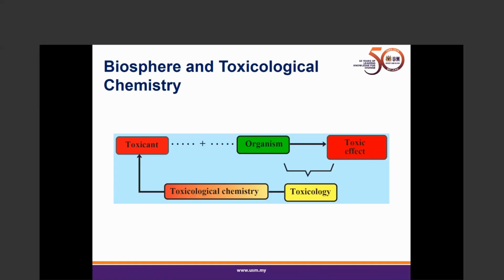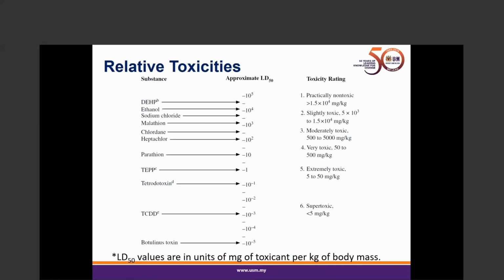A major consideration with respect to the biosphere is the effect of toxic substances on organisms. Toxicological chemistry addresses the relationship between the chemical nature of substances and their toxic effect. One of the important parameters that we measure in toxicological chemistry is the wide range of toxicities of various substances. The LD50 values shown in this slide are the lethal dose in milligrams of toxic substance per kilogram of body mass estimated to kill 50% of test subjects.